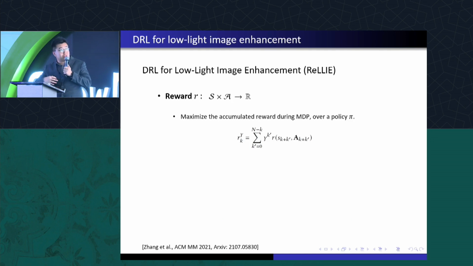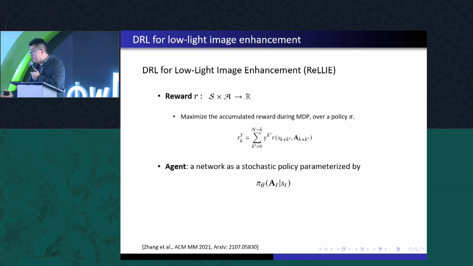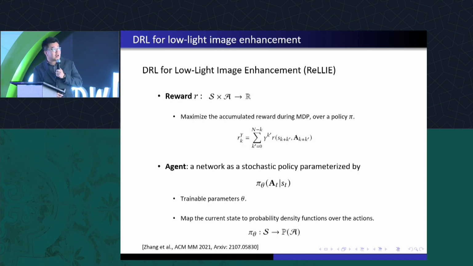So by forming these MDP trajectories, you can set up a reward function which is linked to your quality evaluation. You can use PSNR if you like. Later I'm going to show you that we follow something like a non-reference metric because we want to achieve some kind of zero-shot image enhancement. Of course, this reward function really depends on the quality assessment as well, right? And now your agent becomes a policy network with trainable parameter theta, and it maps the current state to a probability density function over the actions, right?